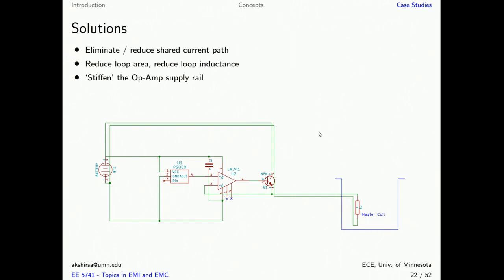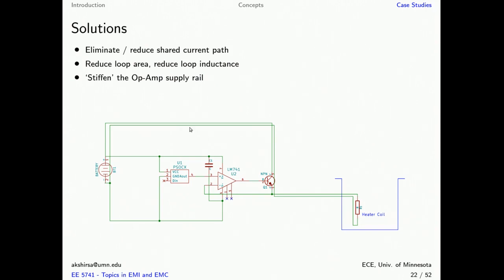So to summarize, first, we have eliminated the shared current path. We have done that by wiring the heater coil directly to the power source or the battery and not allowing any of that current to flow through the leads that also carry power to the op-amp or to the control system.